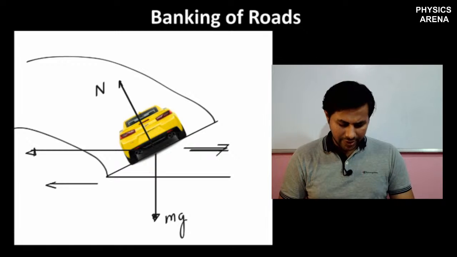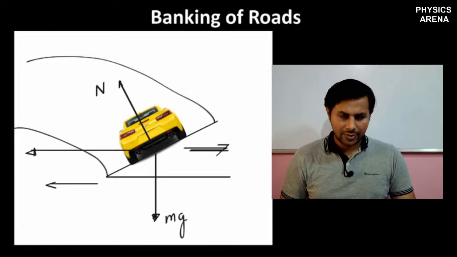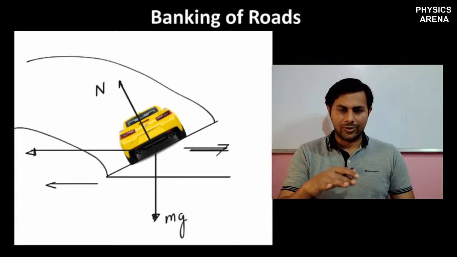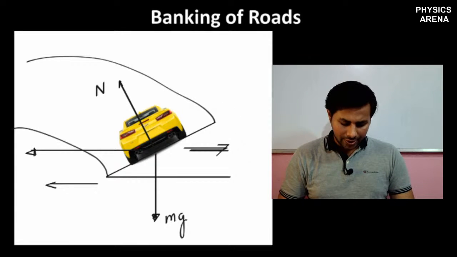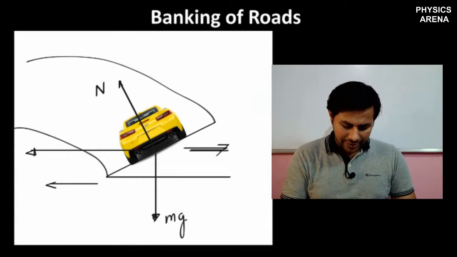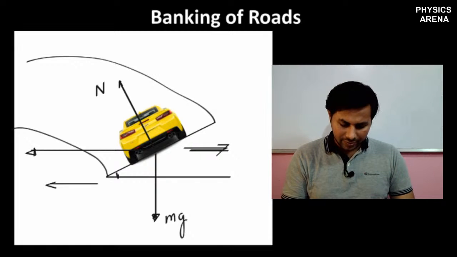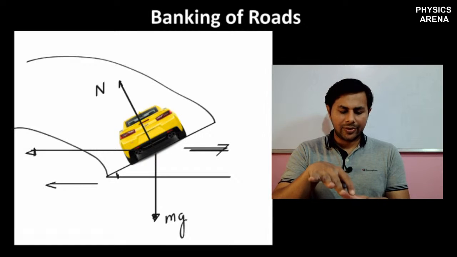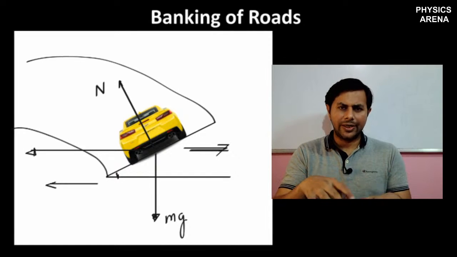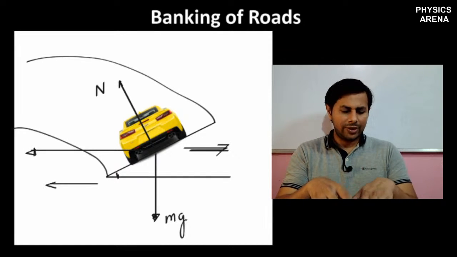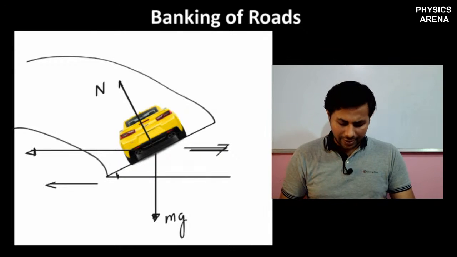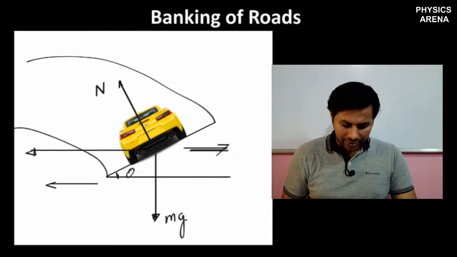Banking means, see, this is a road. Raising of one side of road, one edge of road with respect to the other edge at some angle. So this angle is suppose theta. So raising of one end or one edge of road with respect to the other edge at some angle is known as banking of roads.